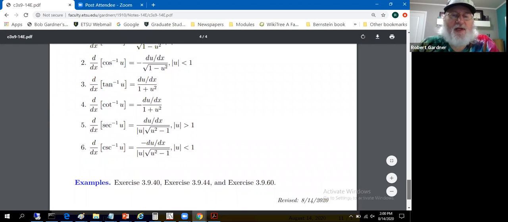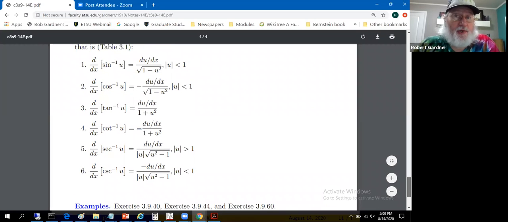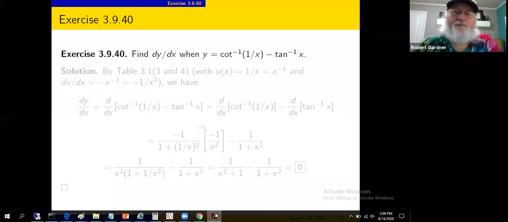Okay, let's illustrate that. We'll refer back to this collection of results in the final three. Whereas the punchline is you need to get these in your head because you're going to use them a lot. Derivative of sine inverse, tangent inverse, secant inverse, and then a little trick with the negative signs. So let's illustrate those with some examples. Find dy dx when y equals cotangent inverse of 1 over x minus tangent inverse x. All right. Shouldn't be a big deal.